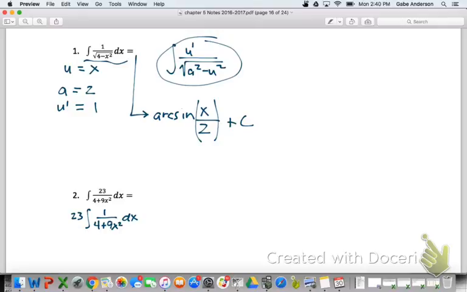So if this is going to work out, then we've got to identify our u and our a and our u prime. So what does the u have to be? 3x, right? Because it's a squared plus u squared. So the u would have to be 3x. How about the a? 2. And the u prime? It would be 3, right? Because if u is 3x, then u prime has to be 3.